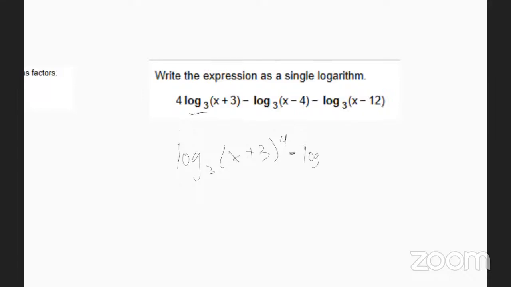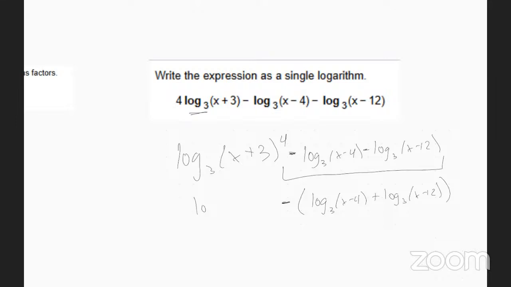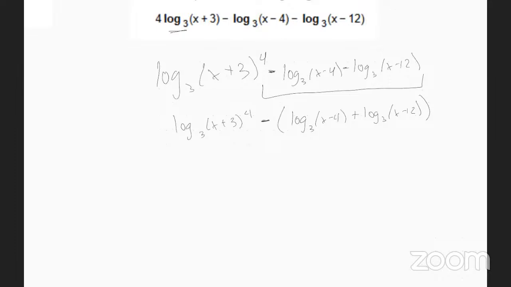So then these can combine together. I could factor out a negative from here, and that would be the log base 3 of x minus 4 plus the log base 3 of x minus 12. There's a couple ways you can do this, but I like to do it this way. Got it? And then these, when I'm adding them, what does that mean I do? You're multiplying them. Good. So multiply them, x minus 12.